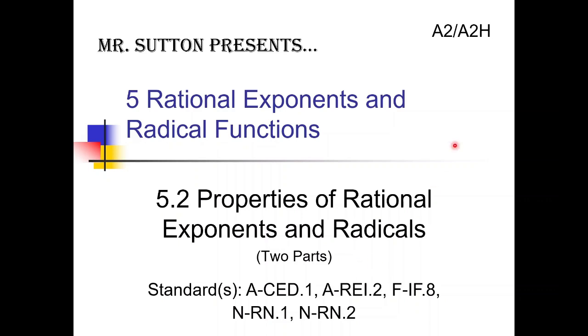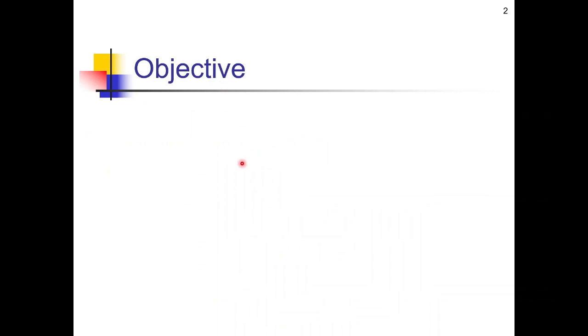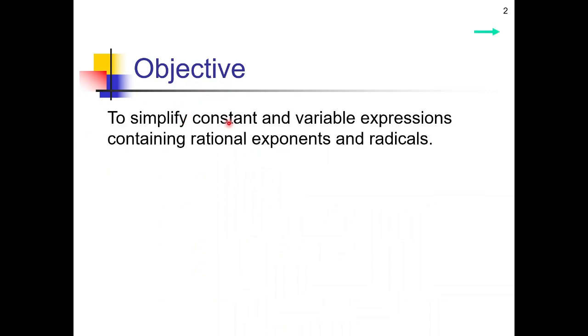Hello there, Mr. Sutton here, bringing you the Algebra 2 5.2 lesson on properties of rational exponents and radicals. And this is going to be a two-parter. It's kind of deceiving. The only objective we have is to simplify constant and variable expressions containing rational exponents and radicals. But this one little statement here, there's a lot going on in this lesson, so put on your seatbelt.